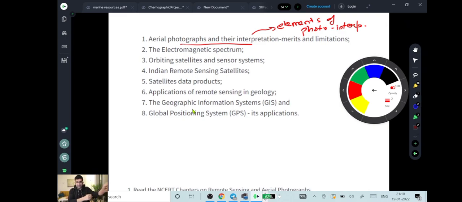So if you go through elements of photo interpretation, aerial photographs and their interpretations, merits and limitations. In the limitations part, I have given you notes on the limitations of remote sensing in general. So you can write a generic answer of what the limitations of remote sensing are. There only it will go.